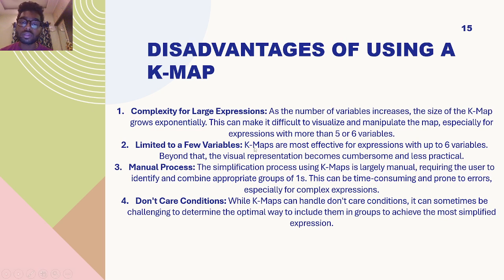Limited to few variables: K-maps are more effective for expressions with two up to 6 variables. Beyond that, the visual representation becomes cumbersome and less practical. The same point is repeated again: with a large number of variables, the K-map is more complex. So with more variables, it's not recommended to use.